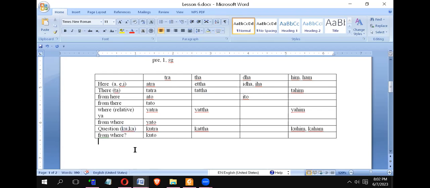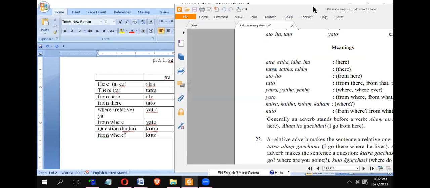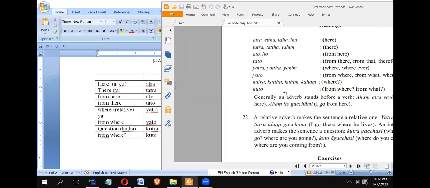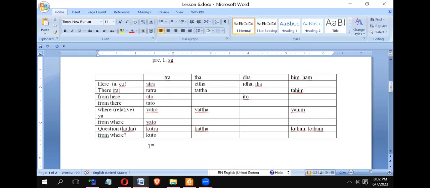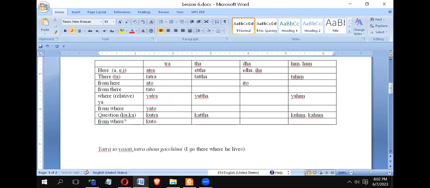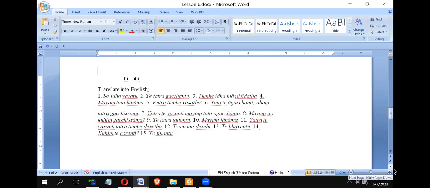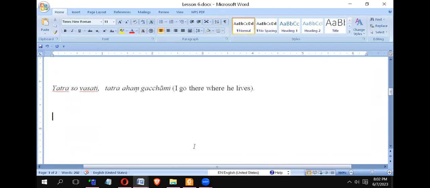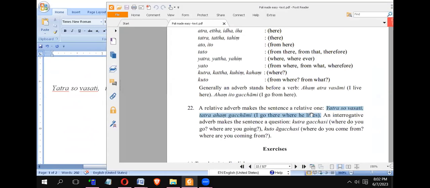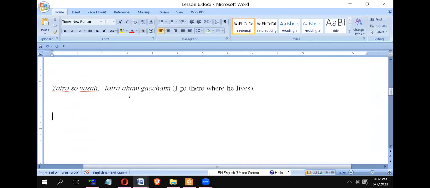Now look at the example given here. A relative adverb makes the sentence a relative one. So we analyze this sentence first. Thank goodness this one we can copy and paste. Yatra so wasati, tatra aham gacchami. So let's look at the translation: I go there where he lives.